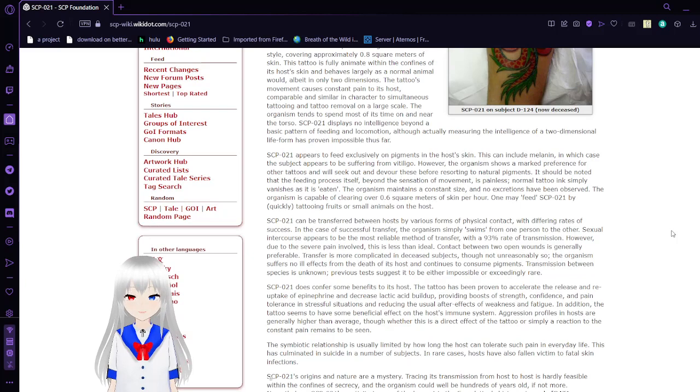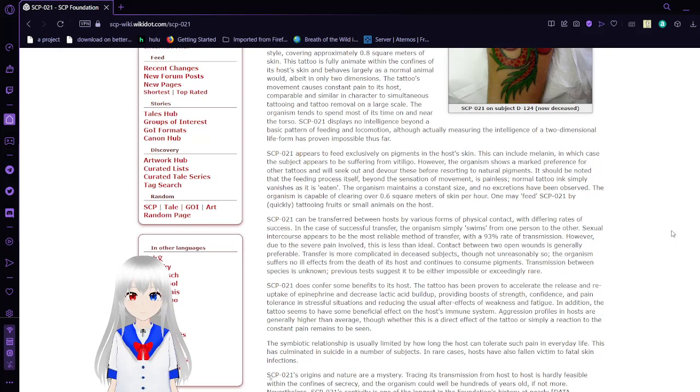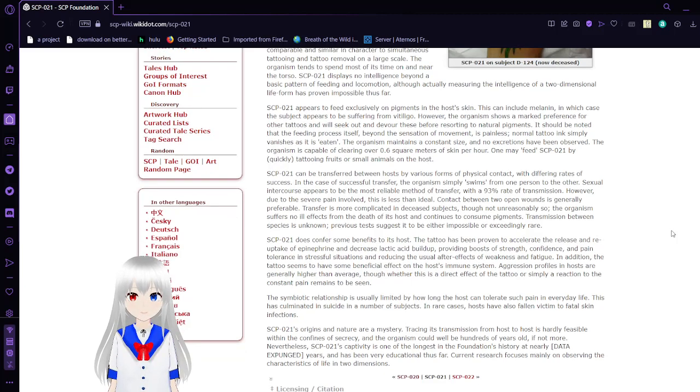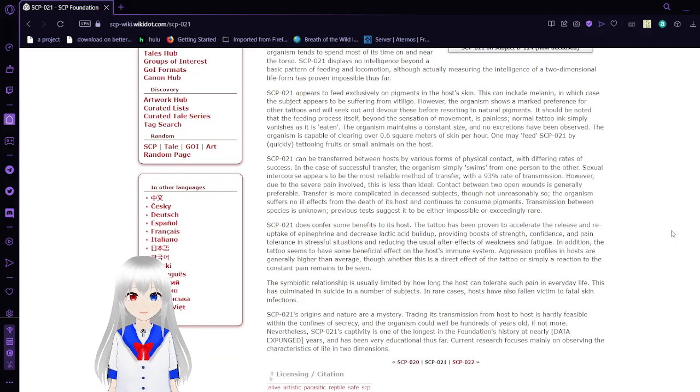SCP-21 appears to feed exclusively on pigments in the host's skin. This can include melanin, in which case the tattooed subject appears to be suffering from vitiligo. However, the organism shows a marked preference for other tattoos and will seek out and devour these before resorting to natural pigments. It should be noted that the feeding process itself, beyond the sensation of movement, is painless. Normal tattoo ink simply vanishes as it is eating. The organism maintains a constant size, and no excretions have been discovered.